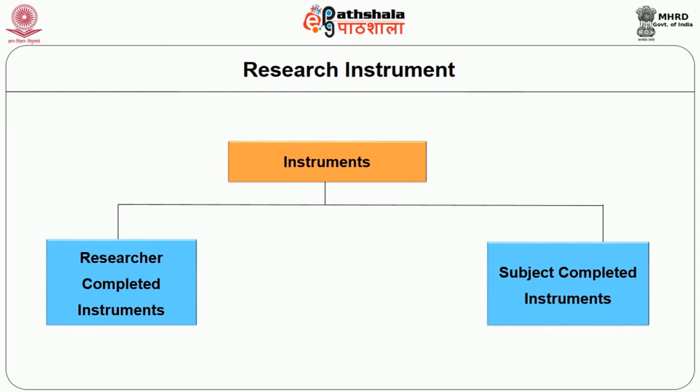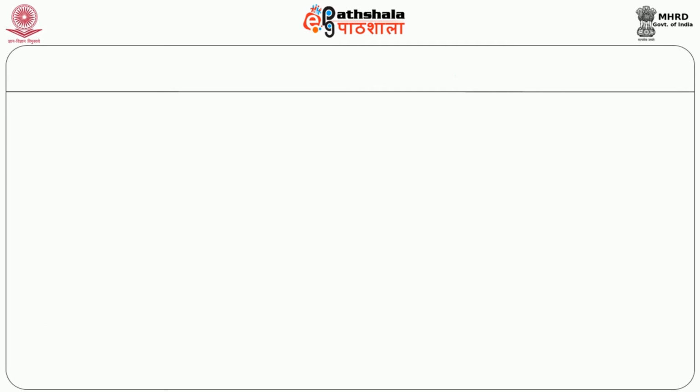Instruments fall into two broad categories: researcher completed and subject completed instruments. These are distinguished by those who administer the instrument. Those instruments that researchers administer versus those that are completed by the participants. Researchers choose which type of instrument or instruments to be used based on the research question.